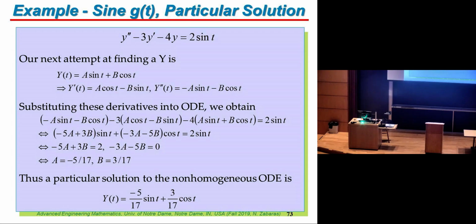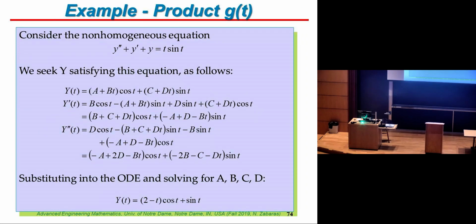So how about now t sine of t? Let's make it interesting. Give me a particular solution for t sine of t. You remember before, when we had t, what solution did we try? We tried linear, a plus bt. And for sine, we tried a sine of t plus b cosine of t. So what should I try now? I am going to try the product of the two solutions that I had before: a plus bt times cosine of t, plus c plus dt times sine of t.